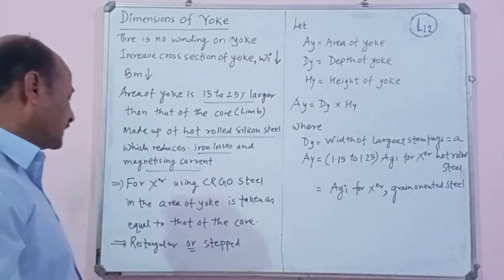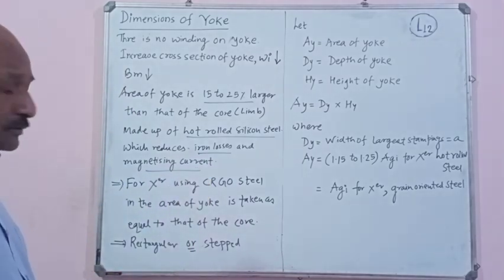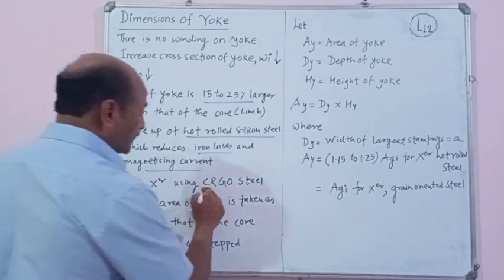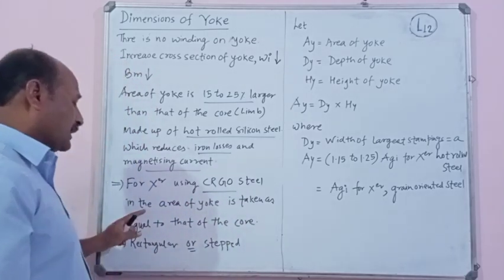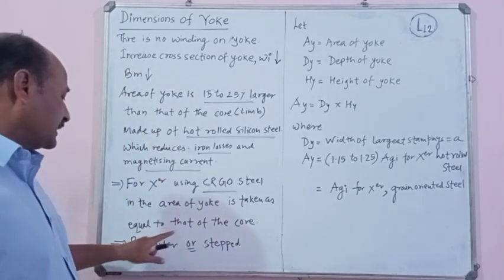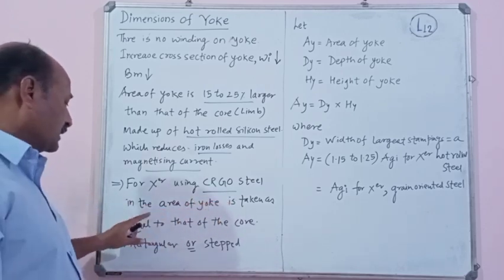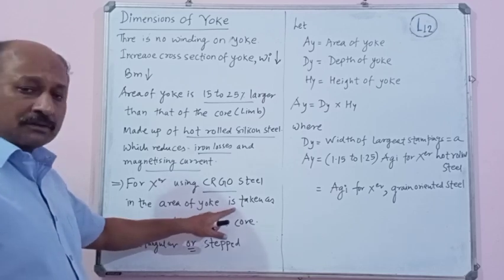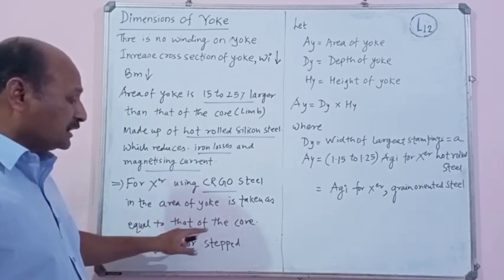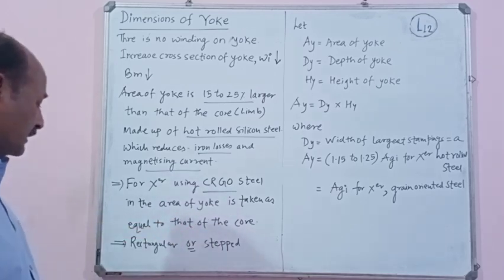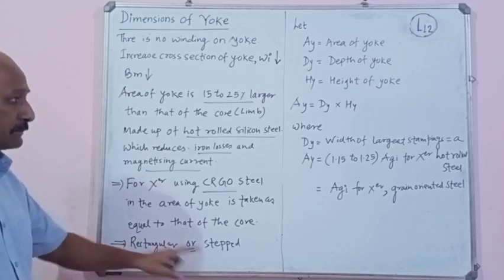And magnetizing current. So for transformers using CRGO, cold rolled grain oriented steel, the area of the yoke is taken as equal to that of the core. When you are using CRGO steel, the area of the yoke is taken as equal to the area of the core, for rectangular or stepped core.